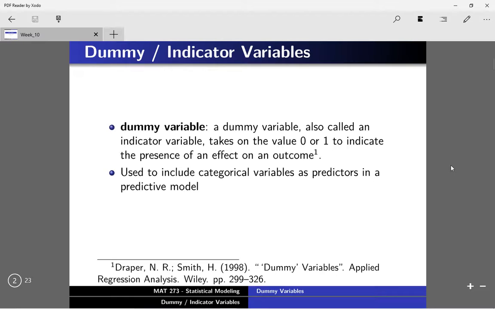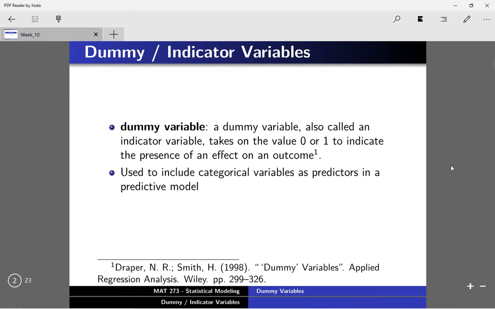So we've already talked about dummy variables, or sometimes called indicators, somewhat before, but just as a quick reminder, dummy variables are variables that take on a value of 0 or 1, and they are used to represent or indicate the presence of an effect on some outcome. So they're a way that we can use categorical predictors in predictive models, is to use these dummy variables.